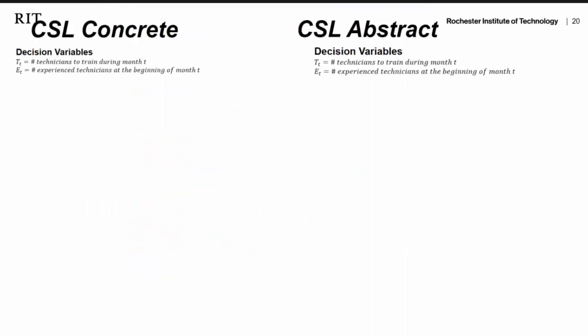So if we were to write our CSL concrete formulation and an abstract formulation, it might look something like this. And this should be familiar to you. You've seen it in class. Our decision variables are going to be defined the same way.